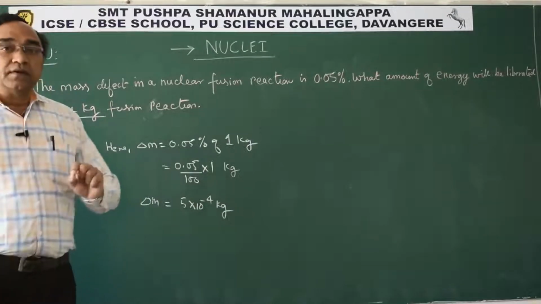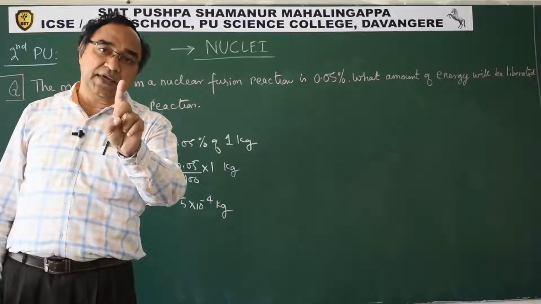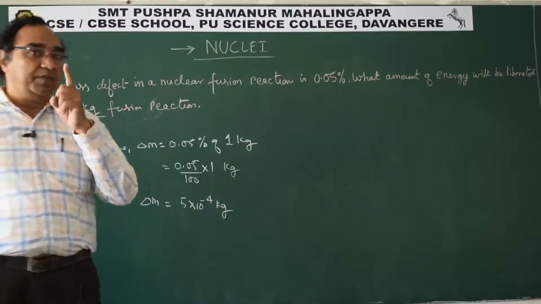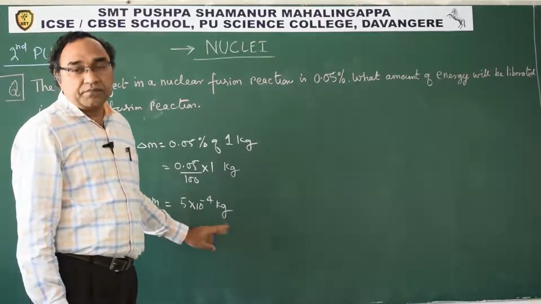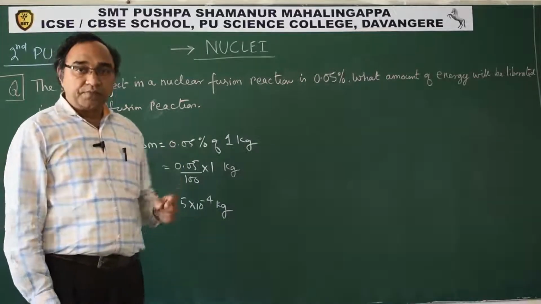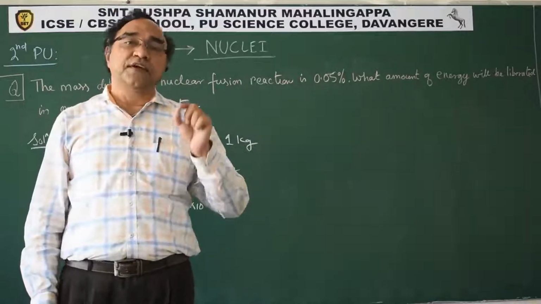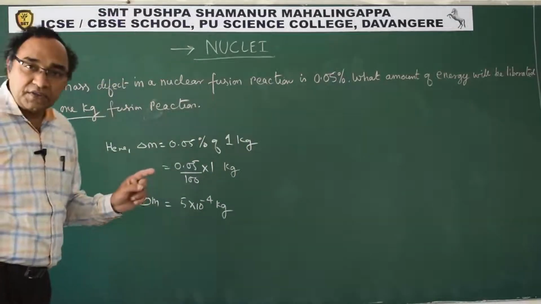Now we have to find this delta M which is in kg, not in AMU, so you will not multiply this with 931. Please remember, this is the mistake that you will commit. It is given in kg. So only when the delta M, the mass defect, is in AMU, that 1 AMU is 931 million electron volts can be used. Here it is in kg.